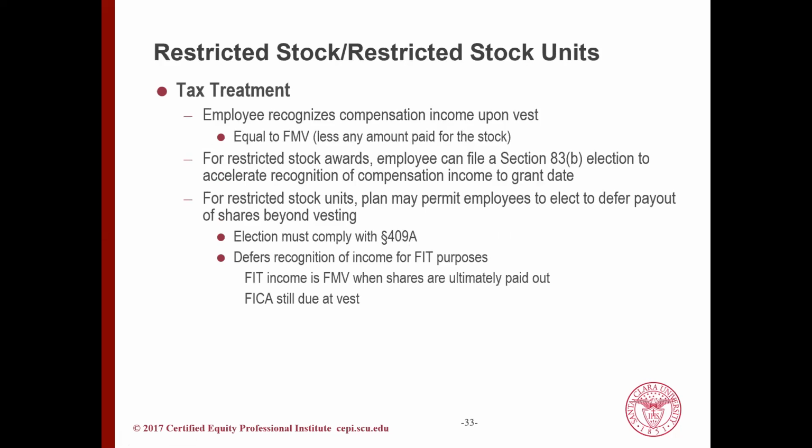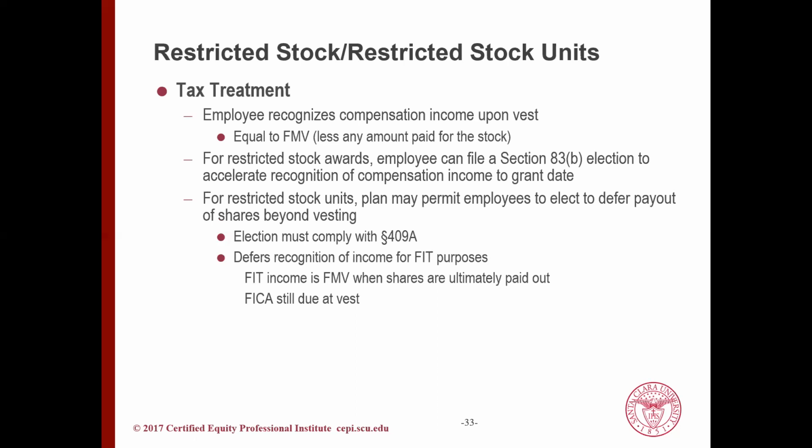For RSAs, restricted stock awards, employees may file a Section 83B election, similar to what we talked about before, to accelerate the compensation income to the grant date. This election is not available for RSUs, but RSUs, restricted stock units, have a different feature. The plan may permit employees to elect to defer the payout and therefore the income beyond the vesting date.